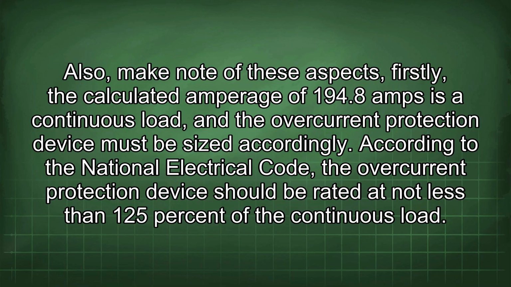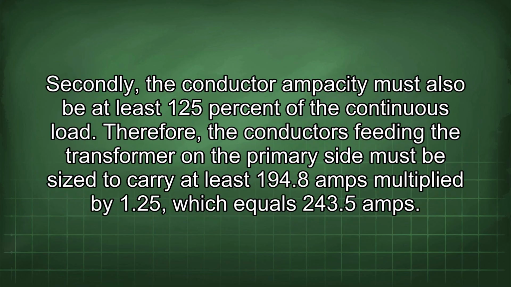Firstly, the calculated amperage of 194.8 amps is a continuous load, and the overcurrent protection device must be sized accordingly. According to the National Electrical Code, the overcurrent protection device should be rated at not less than 125% of the continuous load. Secondly, the conductor ampacity must also be at least 125% of the continuous load. Therefore, the conductors feeding the transformer on the primary side must be sized to carry at least 194.8 amps multiplied by 1.25, which equals 243.5 amps.